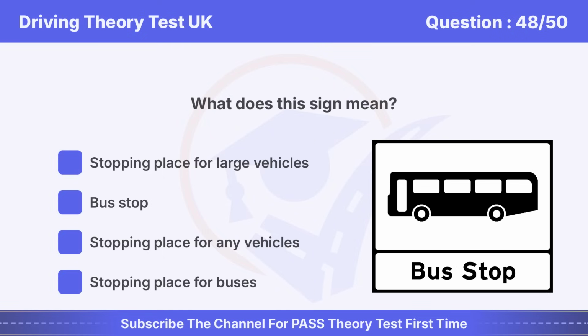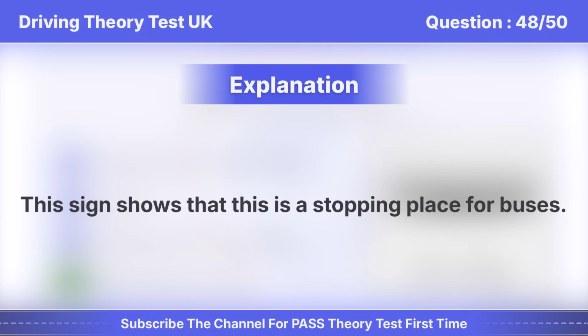Question 48. What does this sign mean? Option A. Stopping place for large vehicles. B. Bus stop. C. Stopping place for any vehicles. D. Stopping place for buses. Answer is D. Stopping place for buses. This sign shows that this is a stopping place for buses.